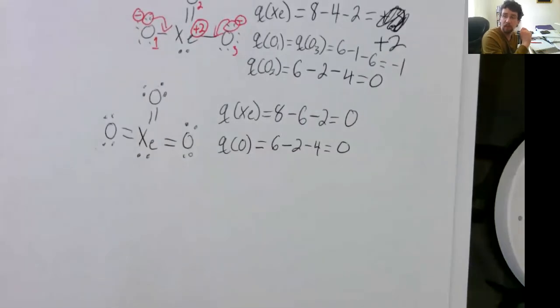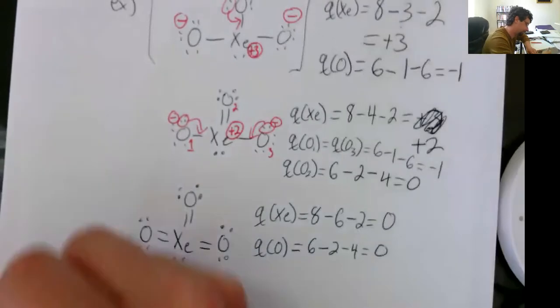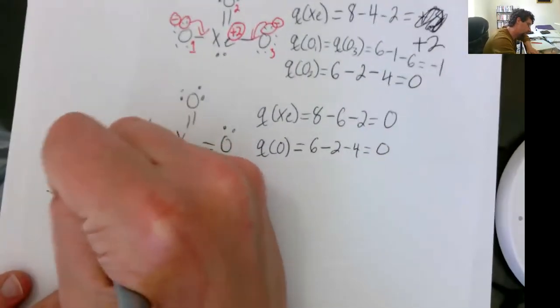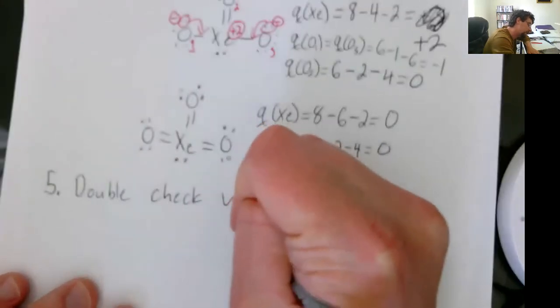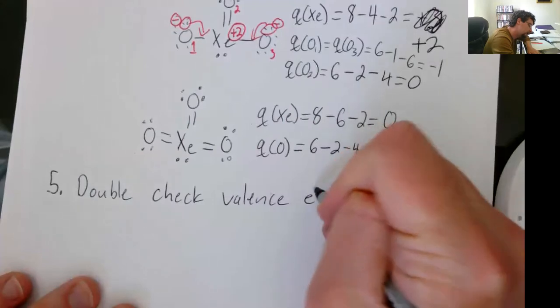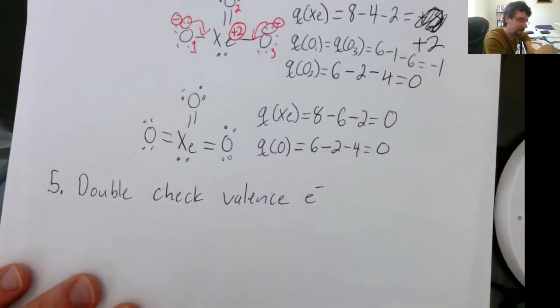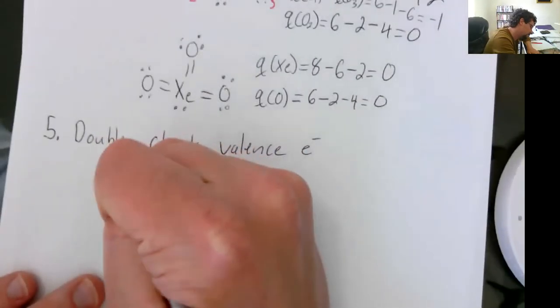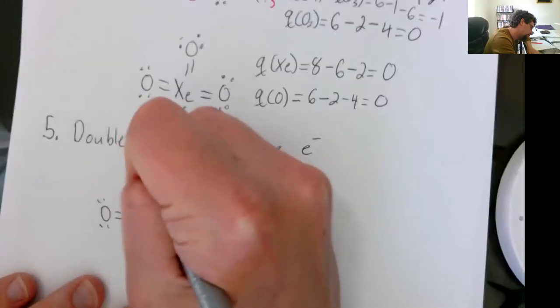The very last step, which is more of just a check on what you have done, rule 5, is to double check valence electrons. So you want to just make sure you didn't add or remove any electrons when you're shuffling these atoms around. So let's drop back to our example.